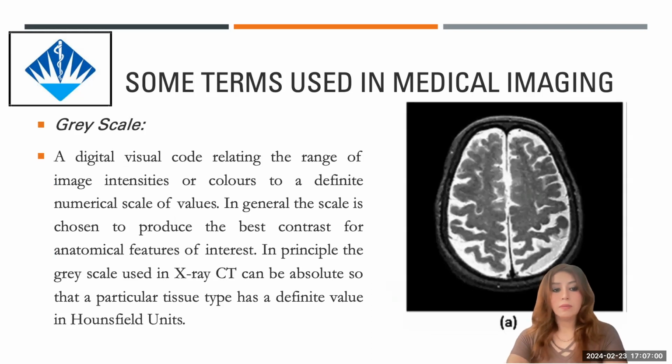Yes, grayscale. In most of our medical imaging procedures, we will talk about this. In computed tomography, for example, in our next course, we will talk about this. So grayscale is a digital visual code relating the range of image intensities or colors to a definite numerical scale of values. In general, the scale is chosen to produce the best contrast for anatomical features of interest. In principle, the grayscale used in X-ray computed tomography can be absolute, so that a particular tissue type has a definite value in Hounsfield units.